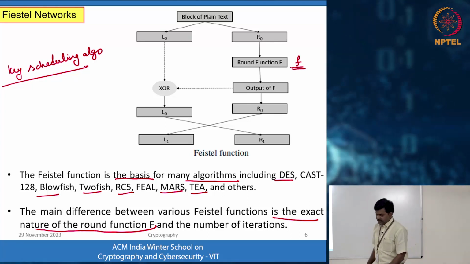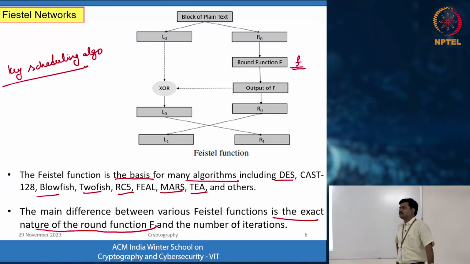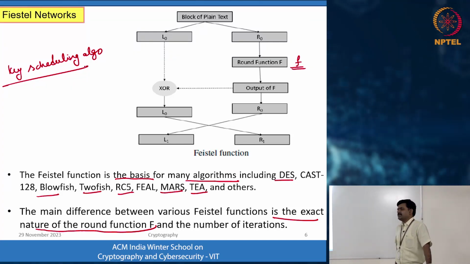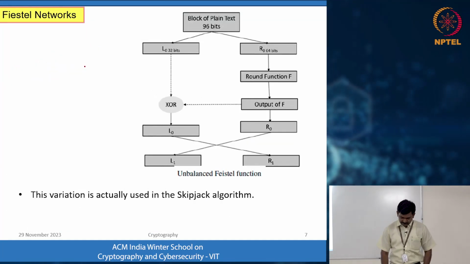Because what is needed for the encryption process? You need the round key. So that is the one which varies.